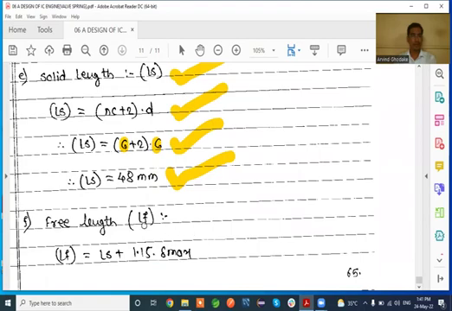Then the free length for the exhaust valve spring is LF is equal to LS plus 1.15 delta max. So in this way we can get the free length for the exhaust valve spring.